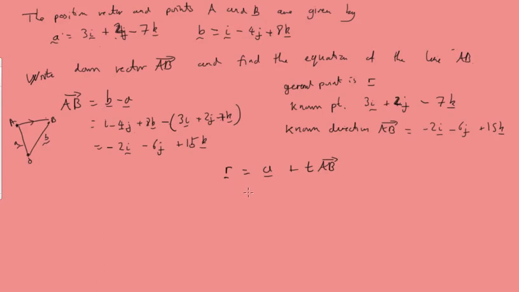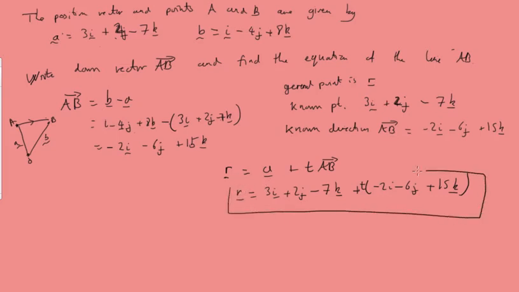So r is going to be 3i plus 2j minus 7k plus t, and it's minus 2i minus 6j plus 15k. And that is our equation of the vector line.